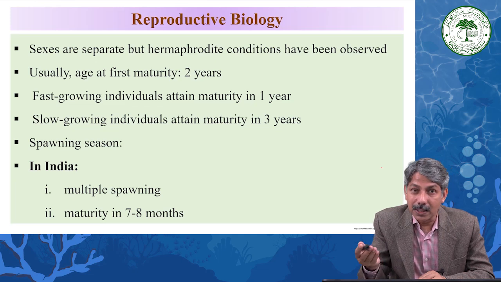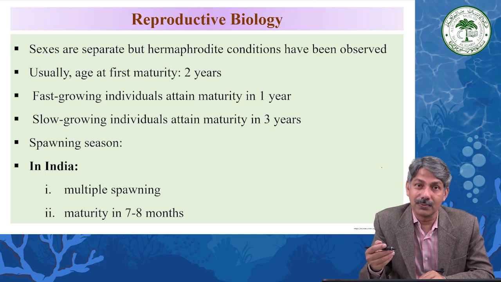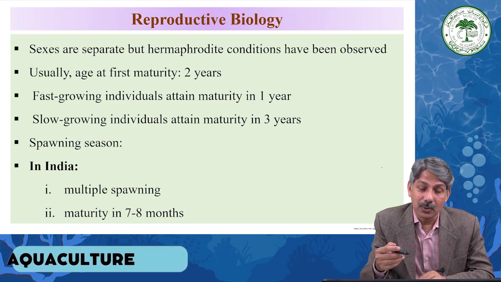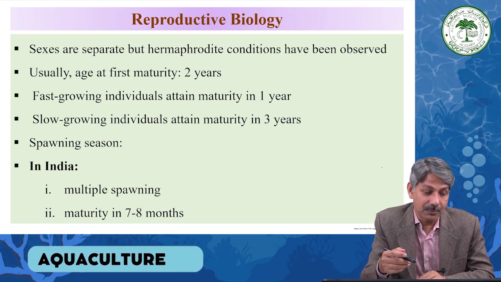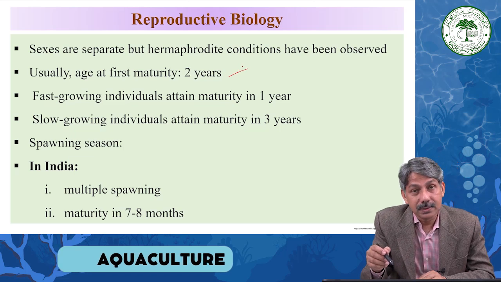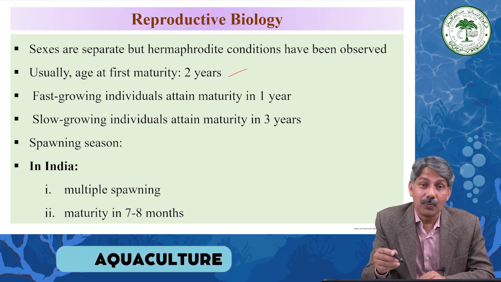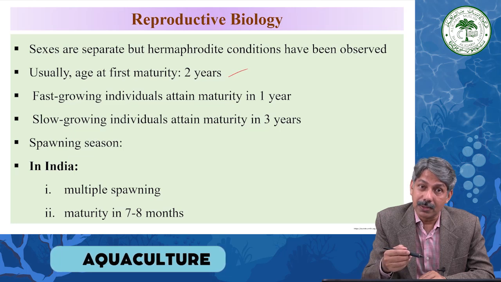Pre-spawning, there may be dominance of one sex, or post-spawning there may be dominance of another sex. So that kind of condition has also been noticed in case of Pinctada fucata. Usually age at first maturity is 2 years. This is very important to understand when we are collecting the Pinctada fucata.